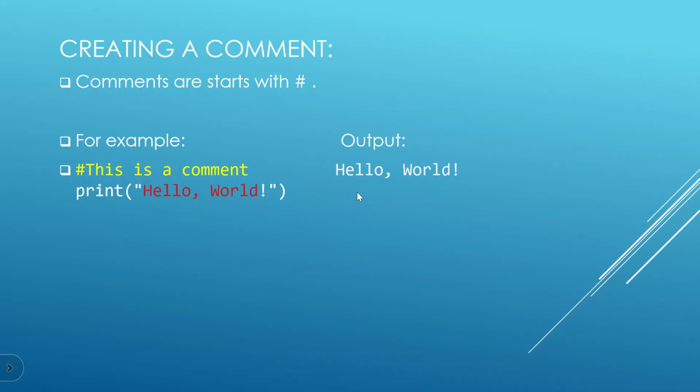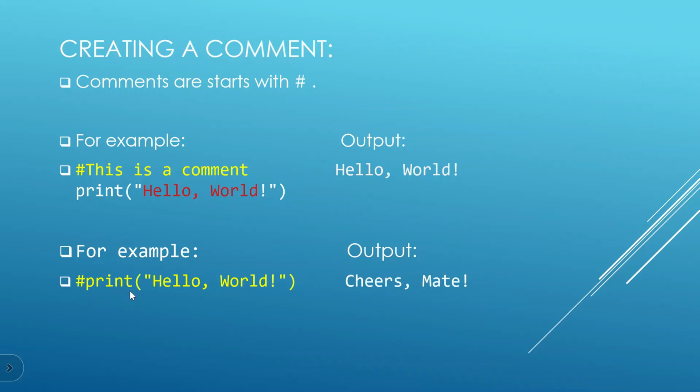Now, a comment does not have to be text that explains the code. It can also be used to prevent Python from executing code. For example, hash print hello world, and print cheers mate. Now, this is only a comment, not a code line. Now, print cheers mate. The output is cheers mate.